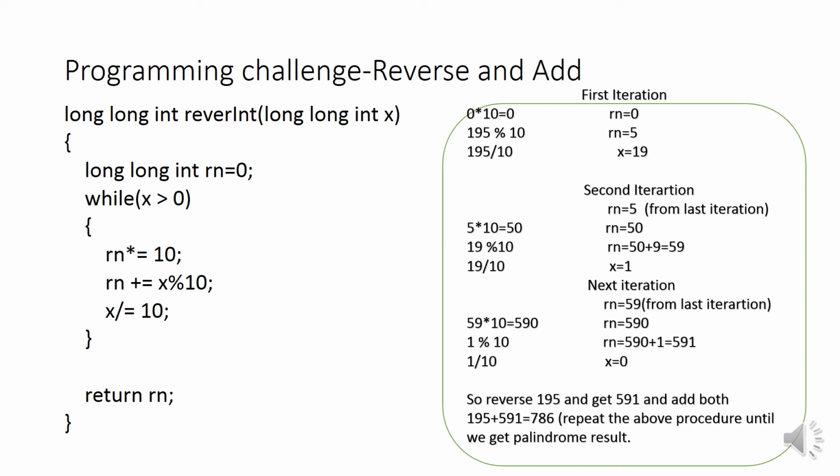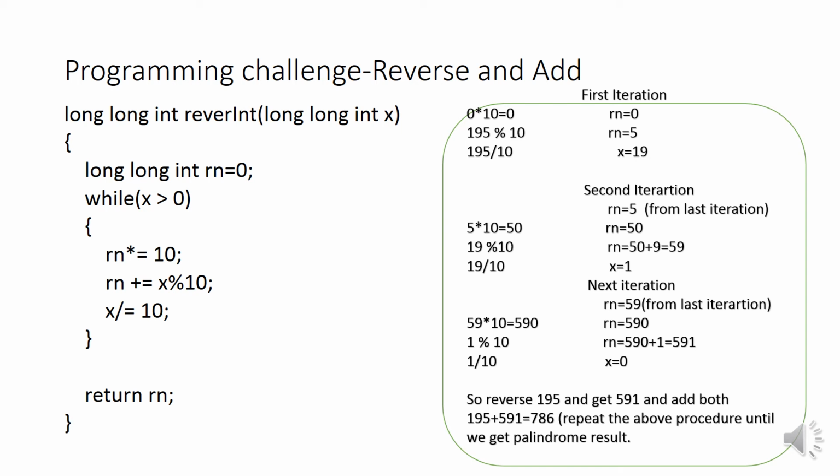Then we go to the next line, x divided by 10. So 195 divided by 10, x is 19. In the first iteration we get Rn equal to 5 as well as x equal to 19. So we go for the second iteration. Why? Because 19 is greater than 0 in the while loop.